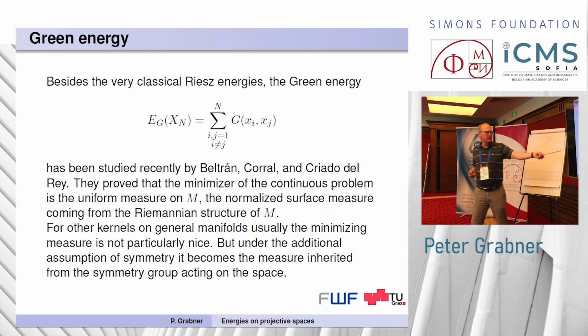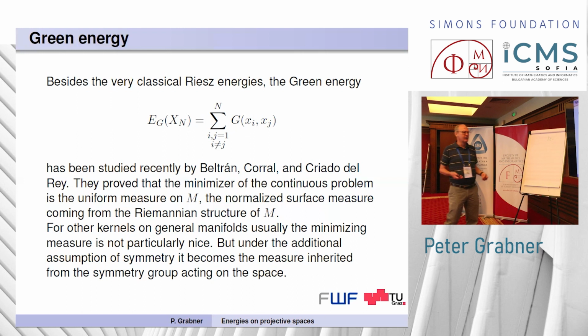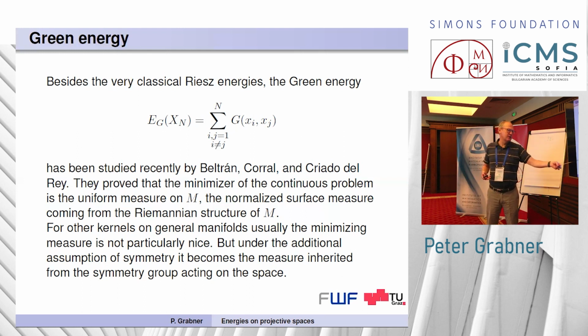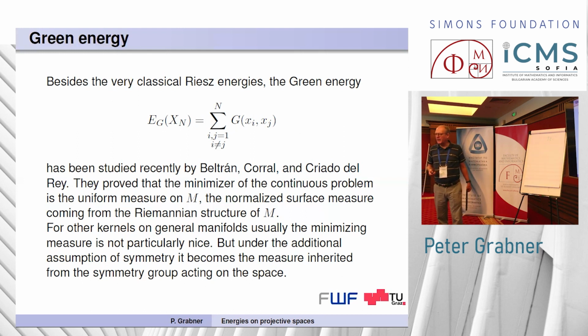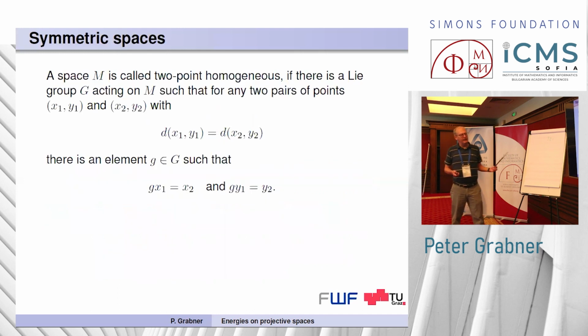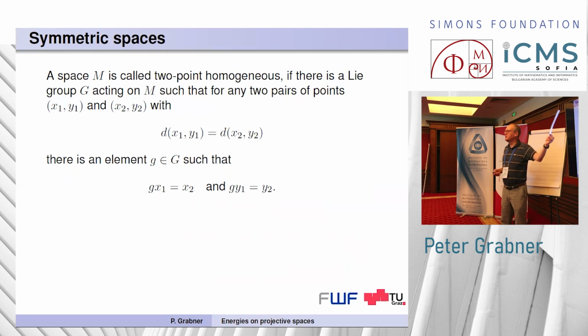So for other kernels, the minimizing measure is usually not really a nice or natural measure, and this is the reason why we were looking for settings where the minimizing measure is more or less automatically a very simple and nice measure, and this is symmetry. So if the space allows for enough symmetry, then one could obtain some uniform measure on the space, and of course the uniform measure would then be the measure inherited from the symmetry group acting on the space. There's also a good reason for looking at two-point homogeneous spaces, because these are especially nice, and everything we can talk about is actually a function of distance, which makes things much easier.